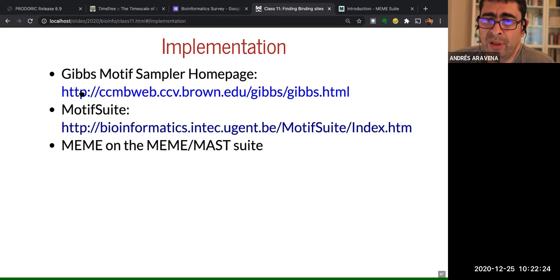So we have some tools. In fact, this is the old motif tool from a Belgian group, University of Ghent. If you want to know, University of Ghent had a good one.